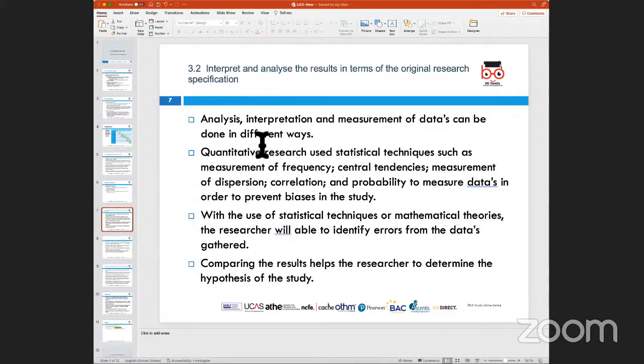Now, the second assessment criteria is interpret and analyze results in terms of original research specification. So when we talk about interpreting and analyzing results, this is going to be looking at basically measurement of your data, coming out with meaningful conclusions from the data which has been collected.